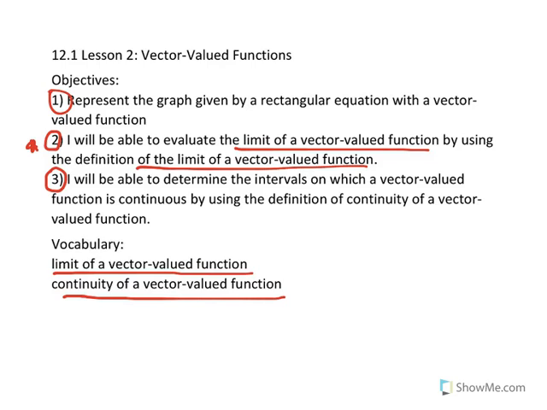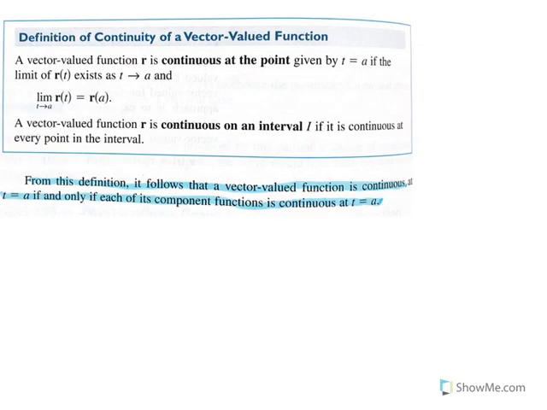You will be able to determine the intervals on which a vector valued function is continuous by using the definition of continuity of a vector valued function. We begin by looking at the definition of continuity of a vector valued function. A vector valued function r is continuous at the point given by t is equal to a, the value of the parameter t is equal to a, if the limit of the vector valued function exists as the parameter t approaches a, and the limit of the vector valued function r as t approaches a is equal to the vector valued function evaluated at t is equal to a.